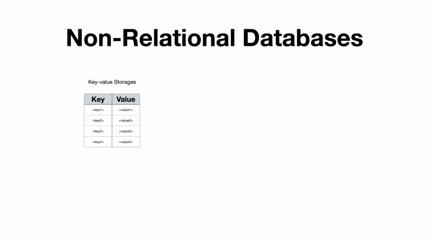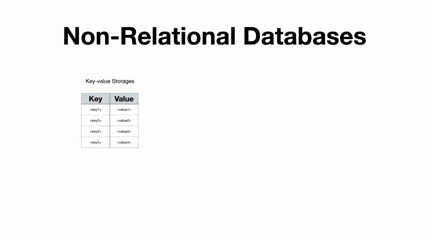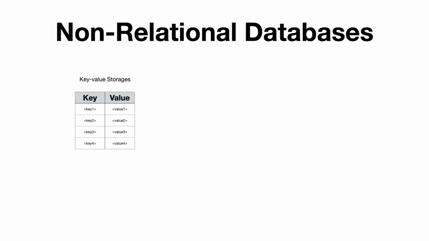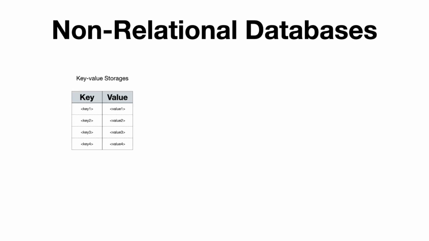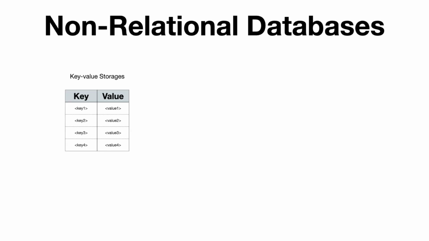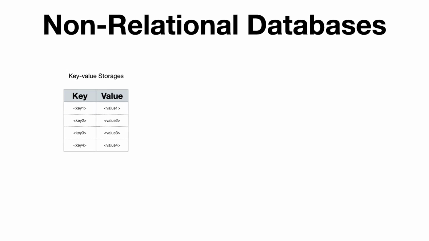A very simple type of non-relational database is the key value storage. And here, as you can see, you have a simple table where you have keys, which are IDs or addresses, and values, which is the real information that you want to store, that you want to retrieve.